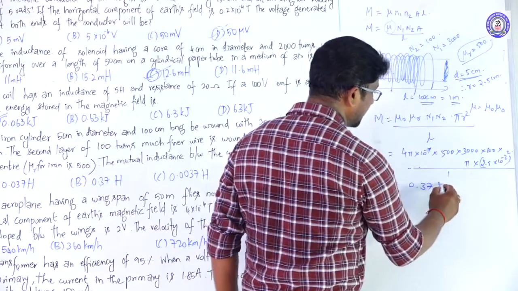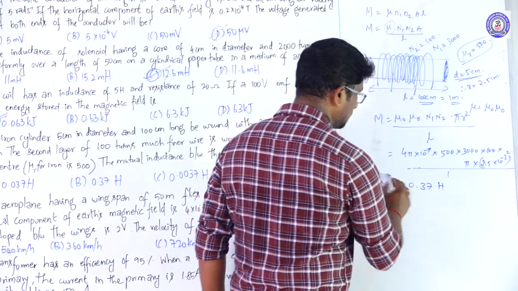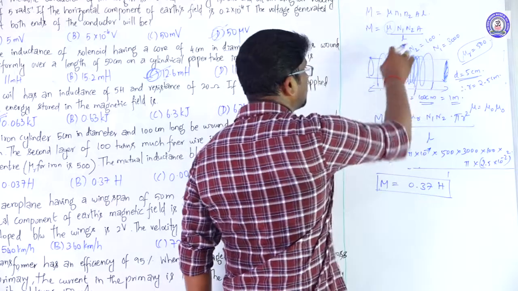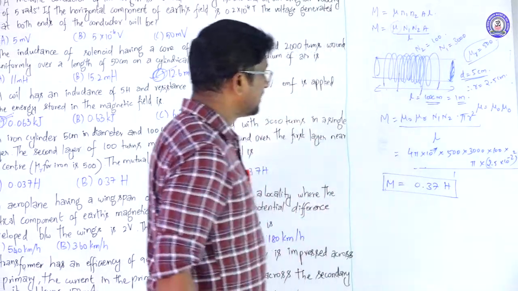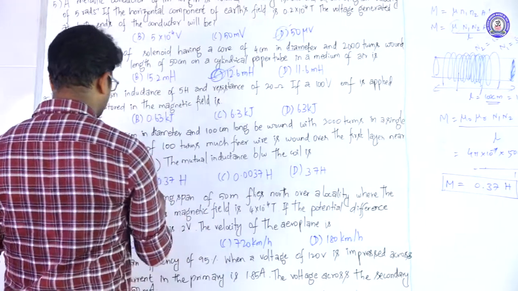We can get 0.37, the unit of mutual inductance is henry. So the mutual inductance of the two coils is 0.37 henry. B option.